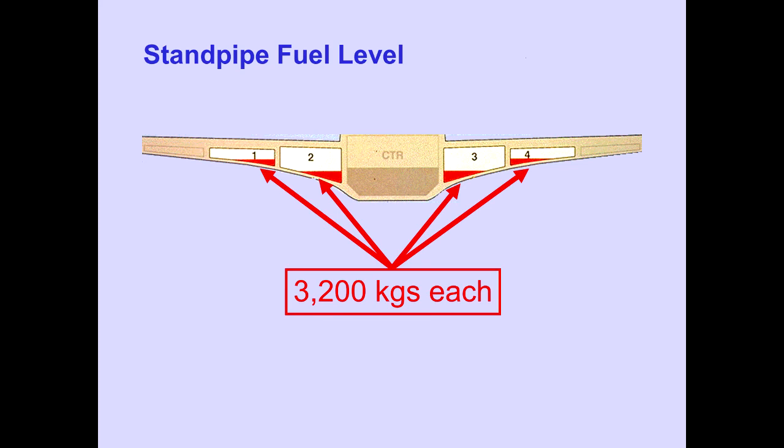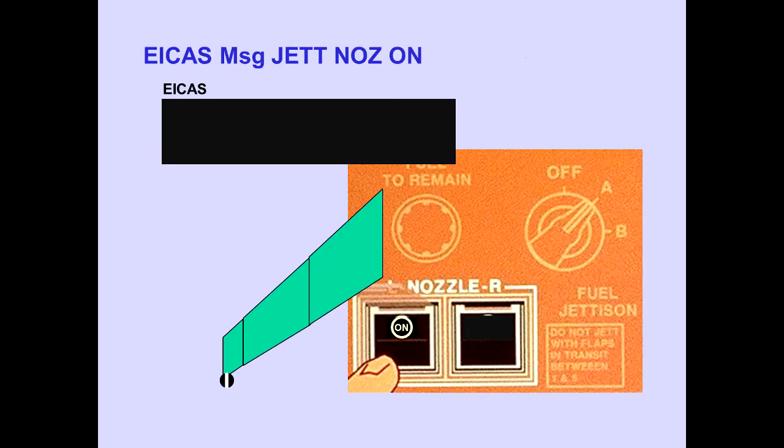Should jettison fail to terminate, standpipes prevent fuel from jettisoning below 3,200 kilograms in each main tank. The ICAS advisory message, Jettison nozzle on, left or right, is displayed when the jettison nozzle switch is on and the nozzle valve is open. When both jettison nozzle valves are open, the ICAS advisory message, Jettison nozzle on, replaces the individual nozzle messages.